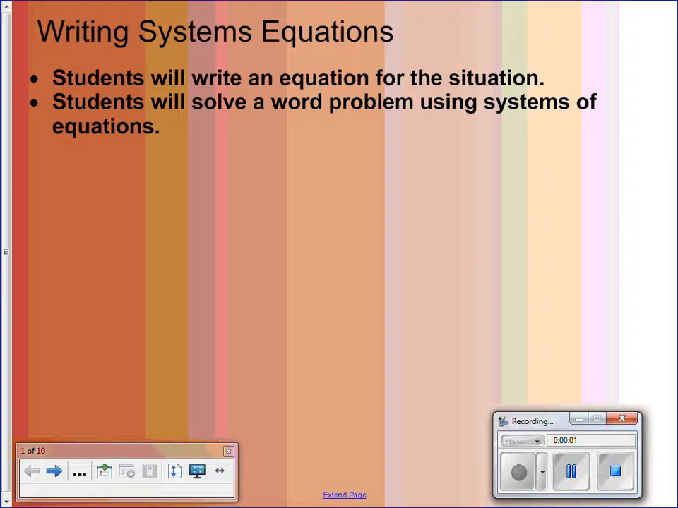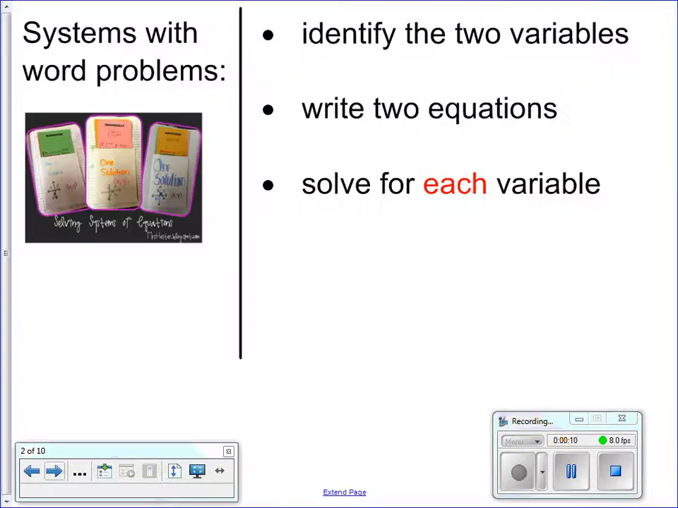In this lesson, we'll be writing systems of equations. At the end of the lesson, you should be able to write an equation for the situation and solve a word problem using systems of equations. So with systems word problems, the first thing you need to do is identify your two variables, write two equations, and then solve for each variable using those two equations.